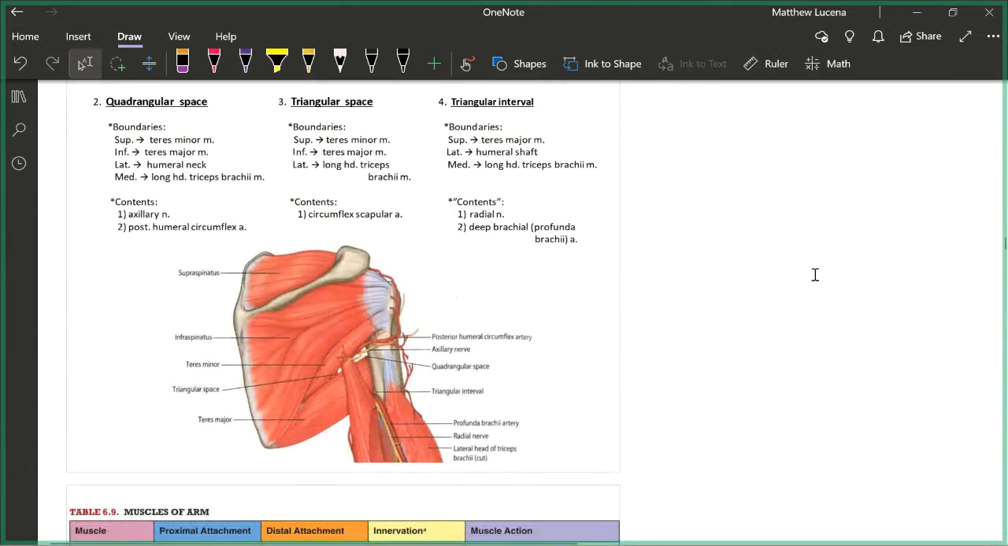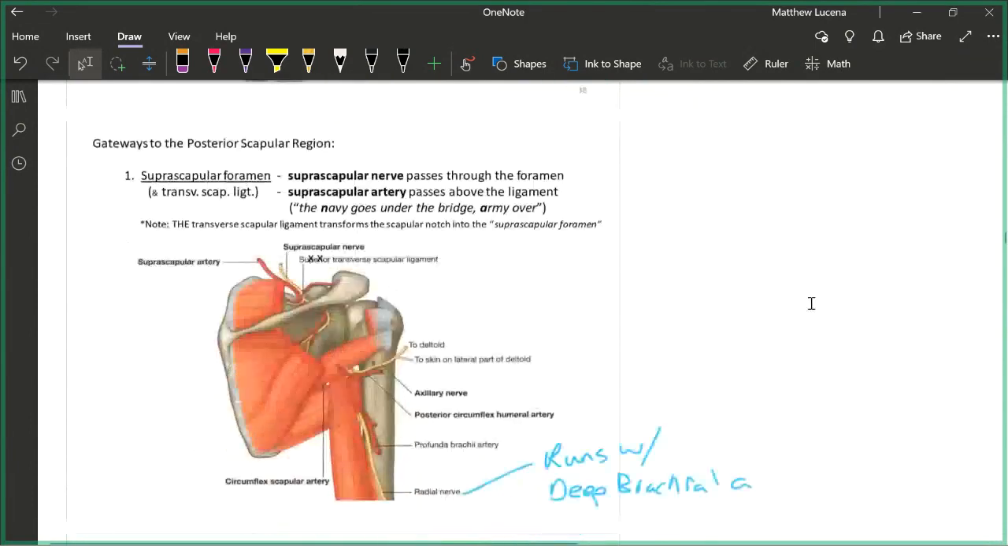Yeah, I can work on doing that right now while Aaron's doing this. So scroll up one more again. You want this one? Suprascapular foramen.